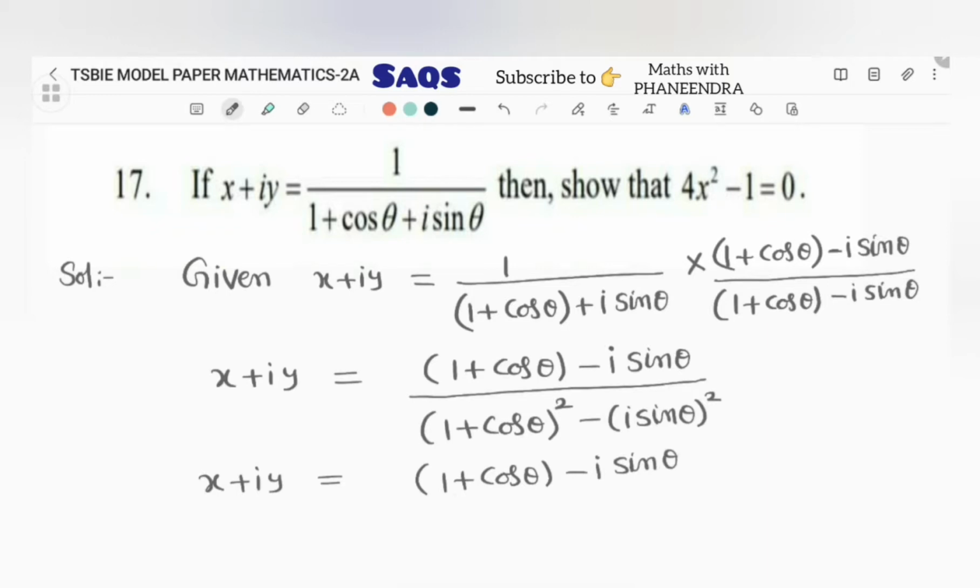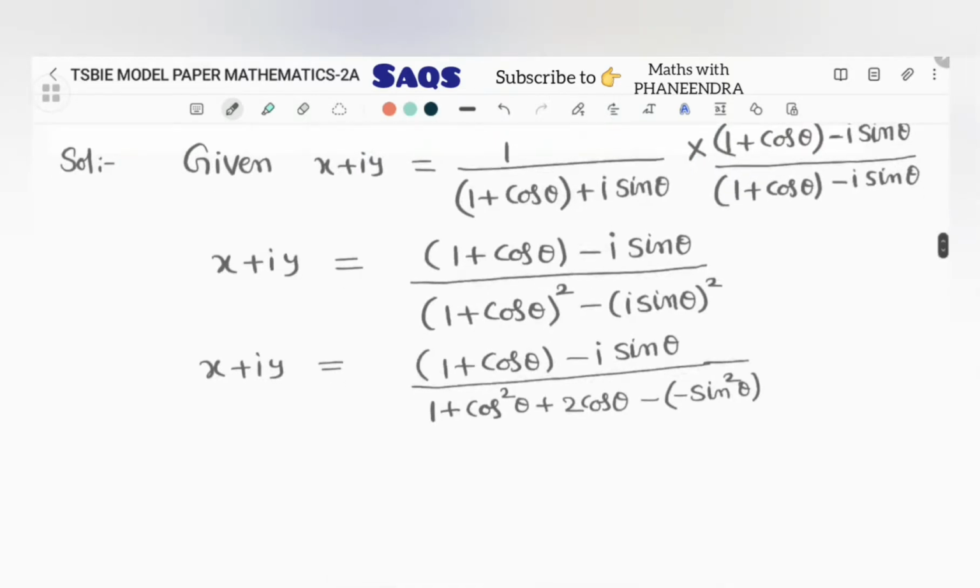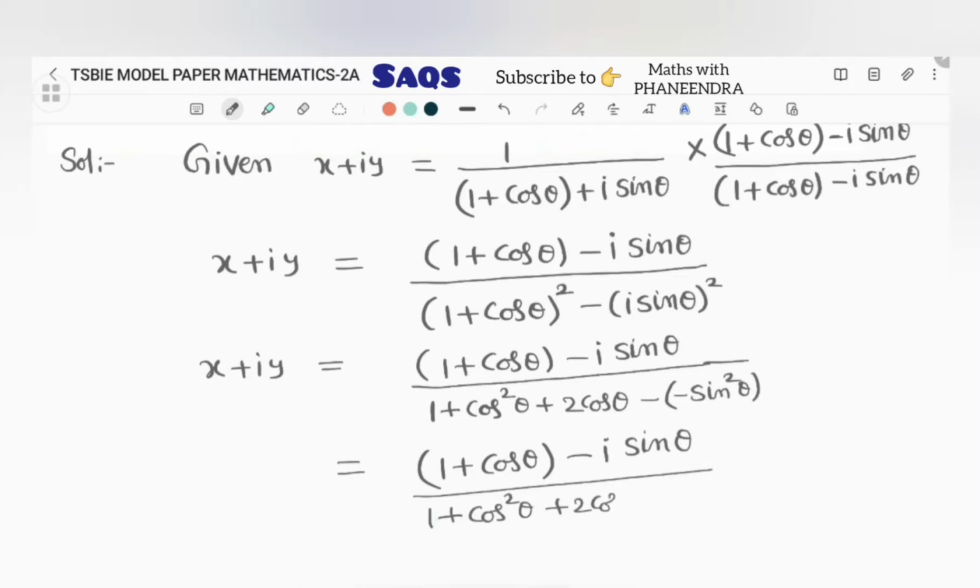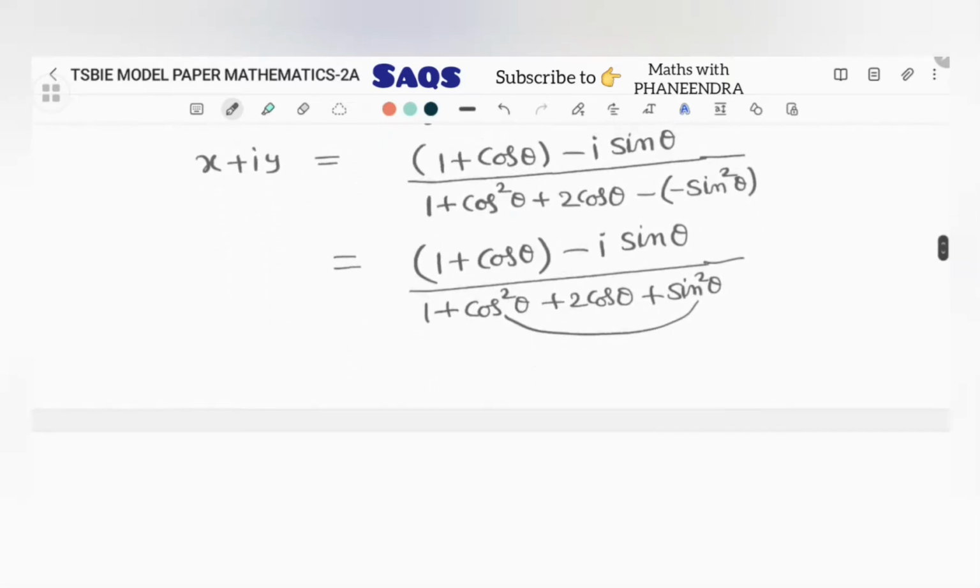So x plus iy is equal to 1 plus cos theta minus i sin theta divided by, using the a plus b whole square formula, 1 plus cos square theta plus 2 cos theta, minus i sin theta whole square. i square means minus 1, so minus into minus is plus sin square theta. So 1 plus cos theta minus i sin theta divided by 1 plus cos square theta plus 2 cos theta plus sin square theta. Sin square theta plus cos square theta value is 1, and 1 plus 1 is 2. So 2 plus 2 cos theta, taking 2 common, 2 into 1 plus cos theta.